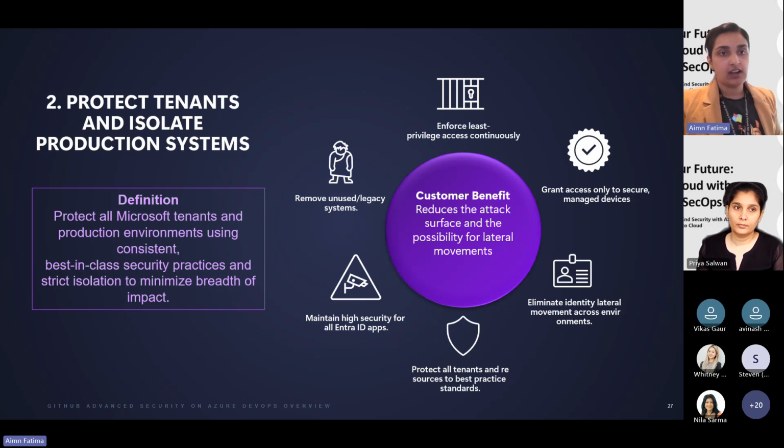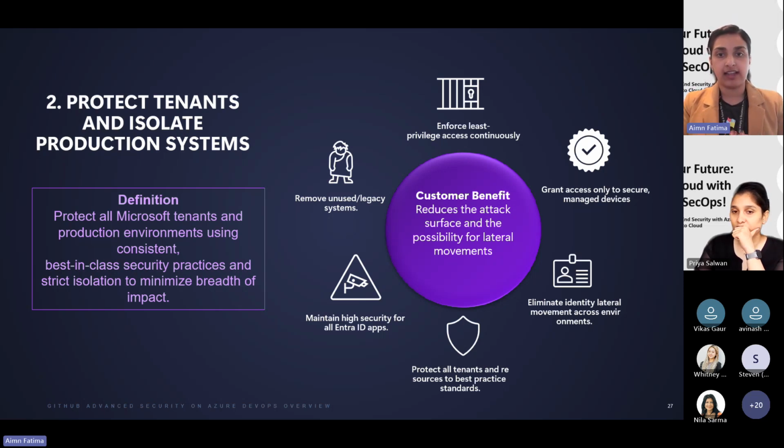Okay, so we protect our tenants and isolate production systems. What does this mean? This means that we protect all of our tenants and production systems using the best security practices in the market to minimize the breadth of impact. And how do we actually do that? We try and remove any legacy systems that are not being used anymore. We enforce the least privileged access principle. Again, something I'm sure a lot of us are familiar with. For those who are not, that means that we only give the least possible access that is needed to get the job done.